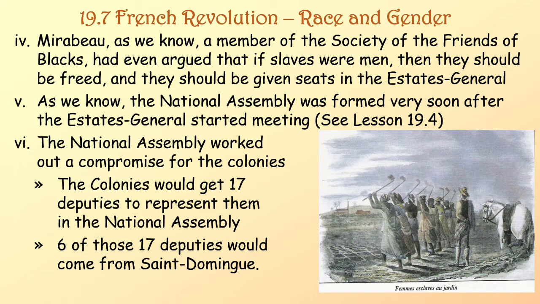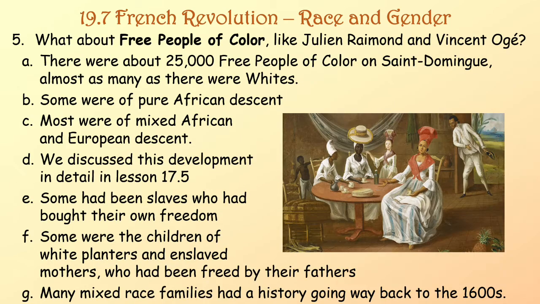As we know, the National Assembly was formed very soon after the Estates General started meeting, and that's in less than a year. The National Assembly worked out a compromise for the colonies. The colonies would get 17 deputies to represent them in the National Assembly. 6 of those deputies would come from Saint-Domingue. As we know, France had colonies on multiple continents.